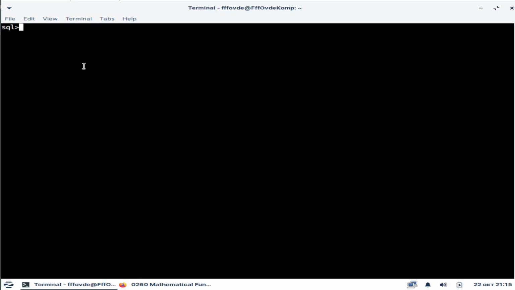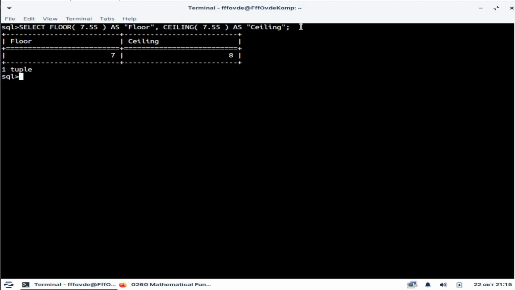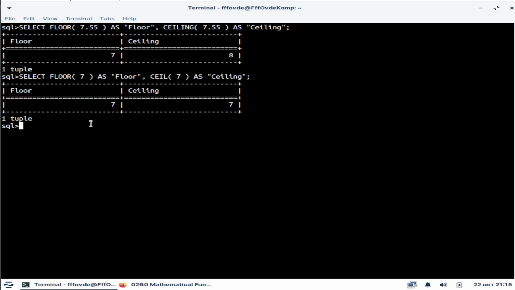Each real number is between two integers, and to calculate those integers, we can use floor and ceiling functions. We have an argument of 7.55, and the first integer below is 7, and the first integer above is 8. If argument of floor and ceiling function is an integer, then both functions will return that integer. So floor of 7 will return 7, and ceiling of 7 will return also 7. We can notice that instead of ceiling, we can use the short form ceil.